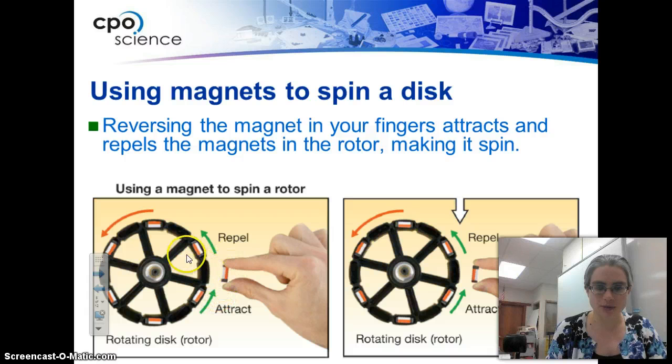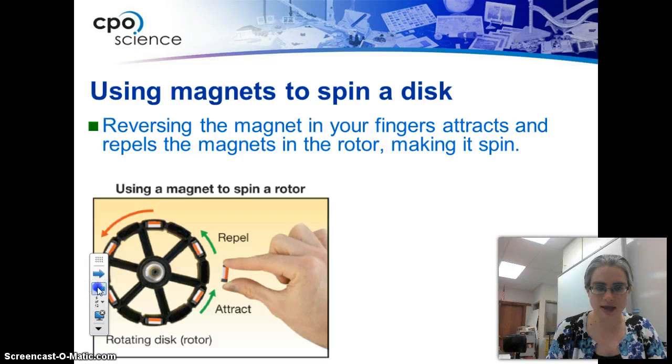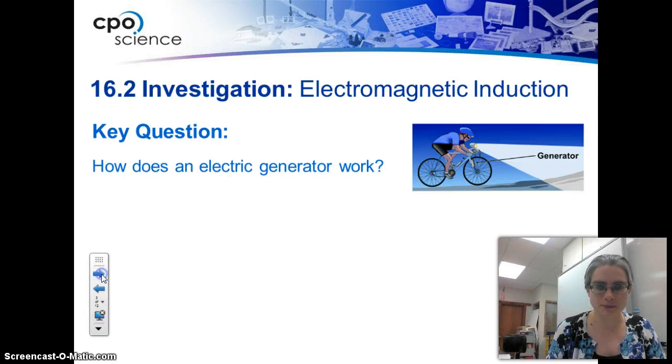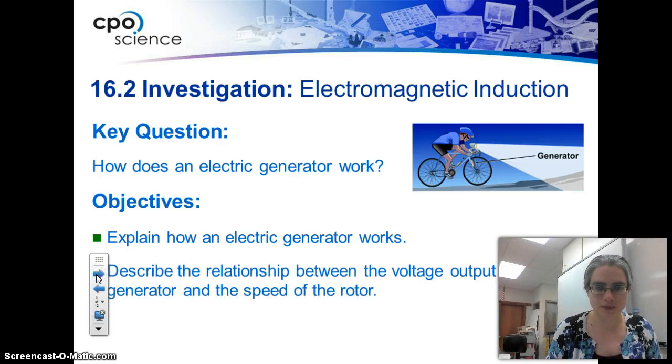So we've got opposite poles of the magnets, and we've got a rotor, and that's going to make the next slide a little bit more make sense. Here, let's go with this one. So this is the lab that we're going to do, and this is what a generator would do, okay? And we have generators on bicycle wheels that actually can run lights or charge cell phones.